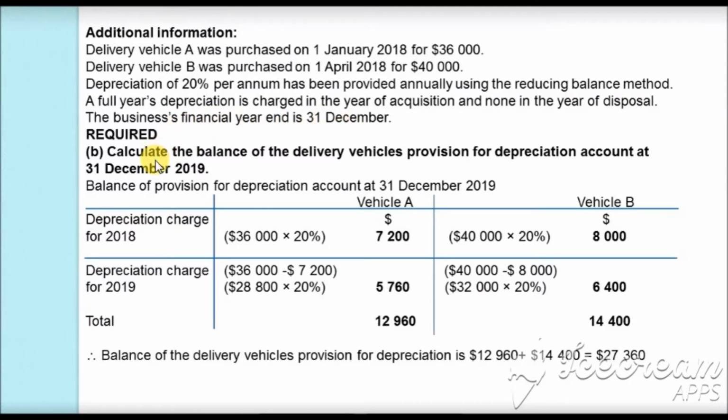And in the paper, the question asks us to calculate the balance of the delivery vehicle provision for depreciation account at 31st December 2019. Now let's calculate the balance of provision for depreciation for both vehicles. For vehicle A, it was purchased in 2018 and a full year's depreciation is to be charged in the year of acquisition. So for 2018, for vehicle A, the cost is $36,000 and the rate of depreciation is 20%.